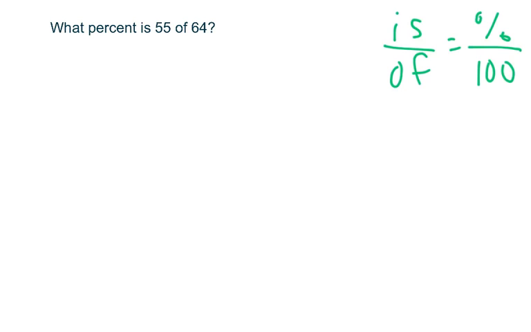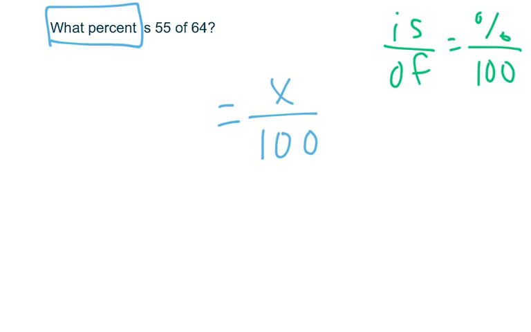Okay, the last kind you're going to see with the is-of proportion is right here. It says, what percent is 55 of 64? Well, you're probably going to notice right away, this is different from the last ones. The last ones gave us a percent, and we knew right away to put that over 100. This time there's no percent, and if you notice, it says, what percent? Well, I don't know. So if it's something you don't know, that's represented by a variable. So right away, x over 100, I don't know.